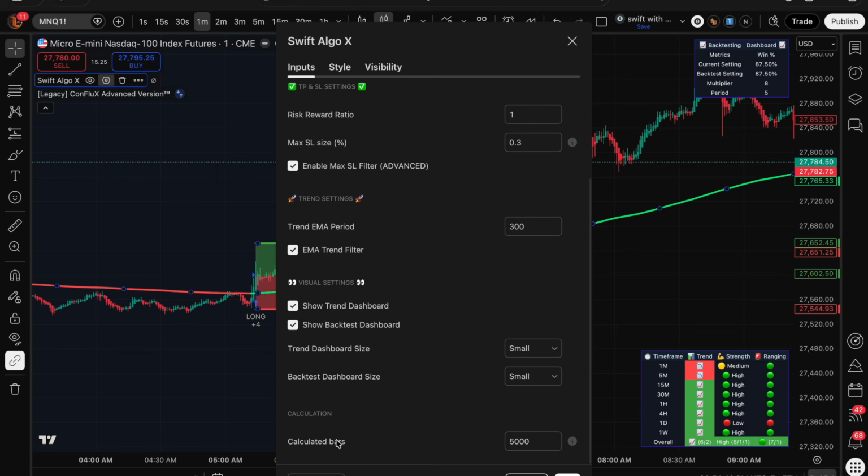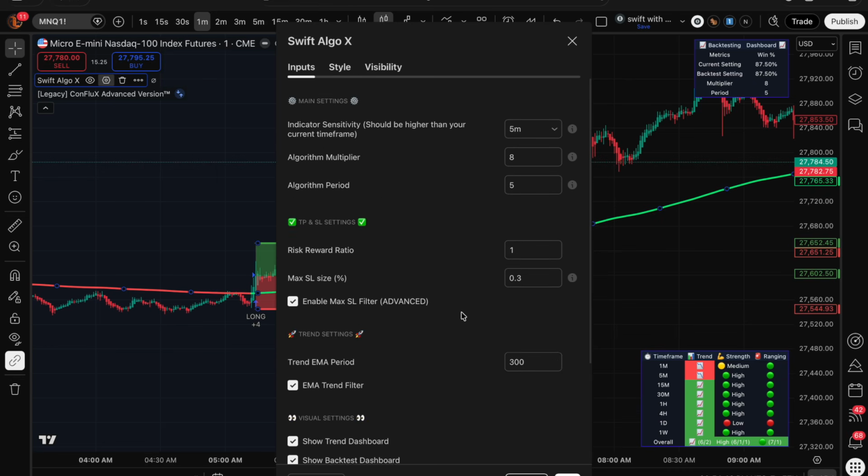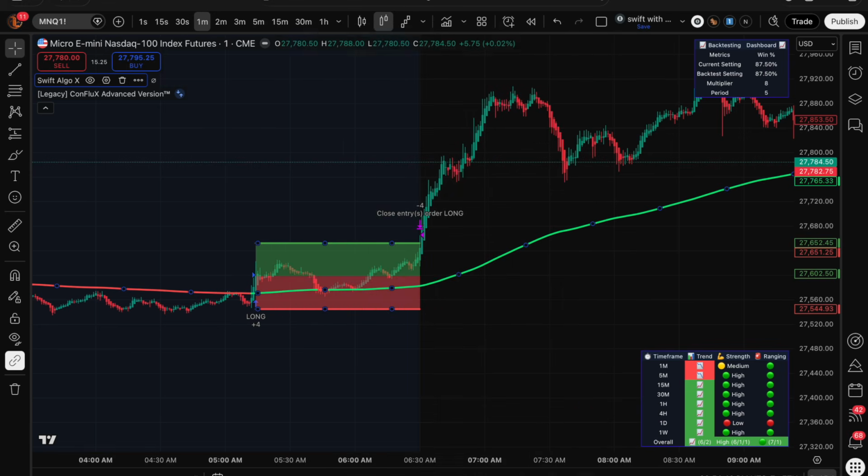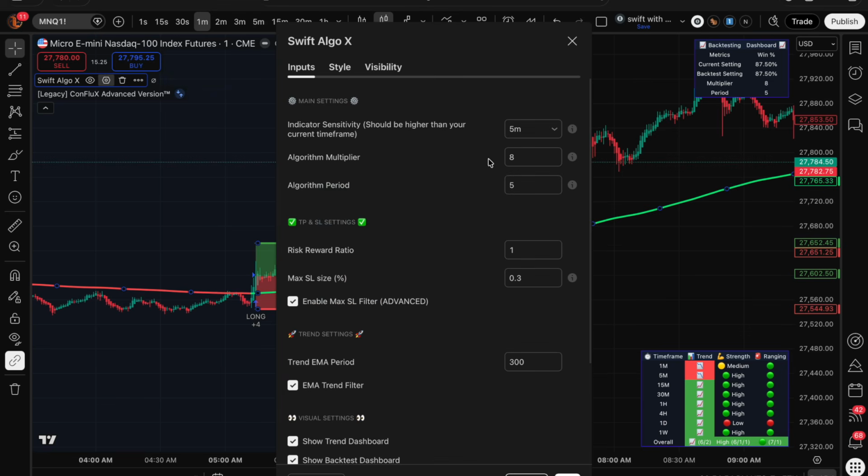And then of course, calculated bars, I keep this by default at 5,000. And then that's really all you do. And then of course you want to copy the multiplier and the period right there, so 8 and 5, because the current setting has to match the backtest setting.